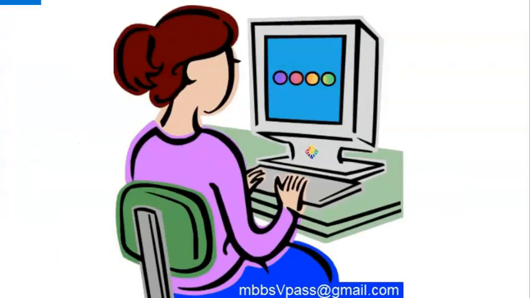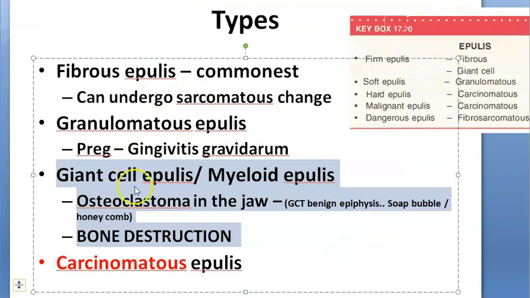Now let's go on to the treatment of this. You will have to remove this. A small tumor means you can do curettage. A large tumor means you have to radically excise.